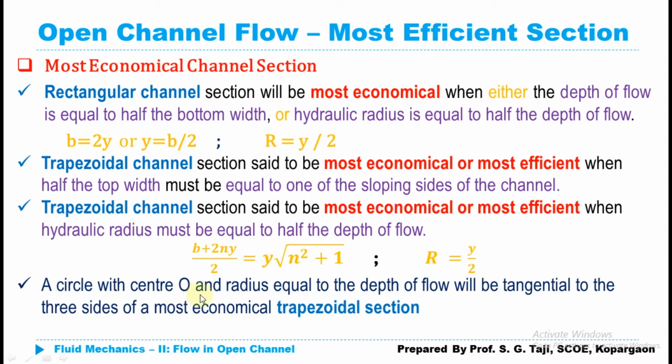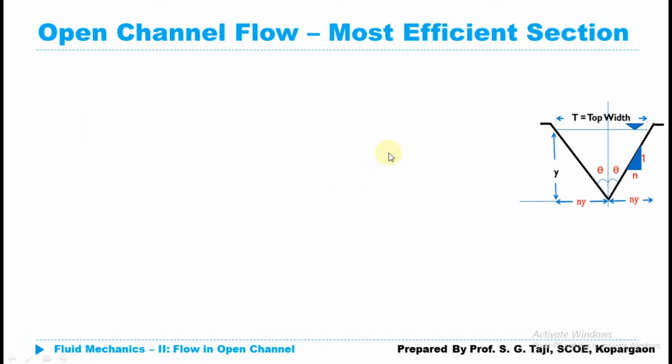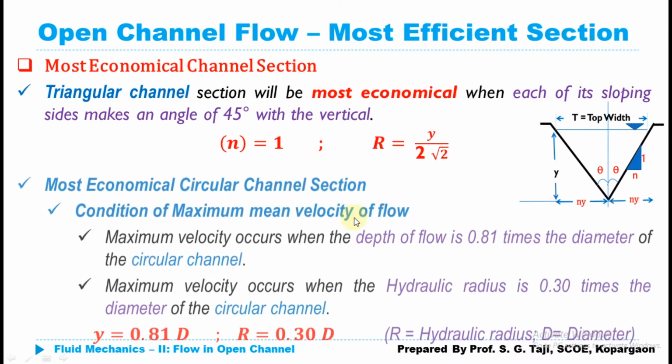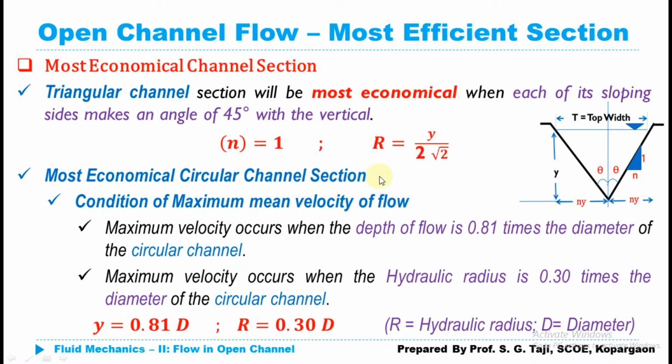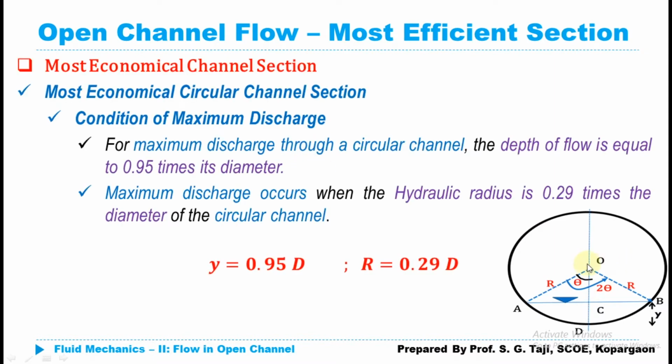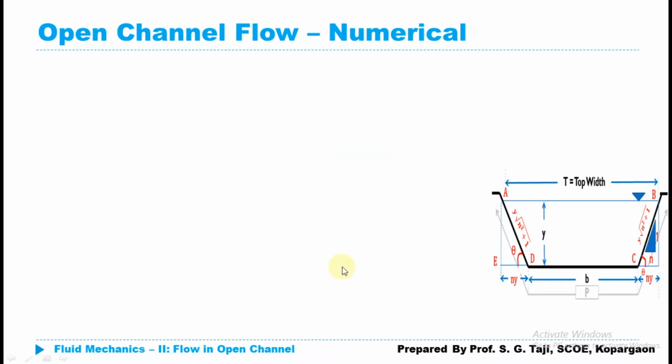This is the condition number 3, and this is the theta for the trapezoidal channel section. This is the condition for the triangular channel section. Next is the circular. For the circular, there are two different conditions: the condition for maximum mean velocity and the condition for maximum discharge. So after recalling all this, we will proceed to the solution of the numerical.